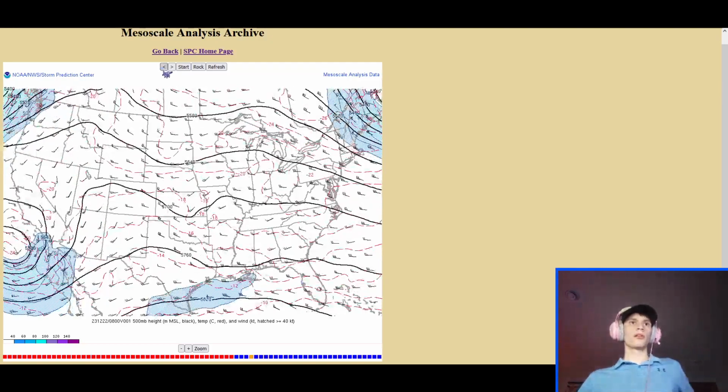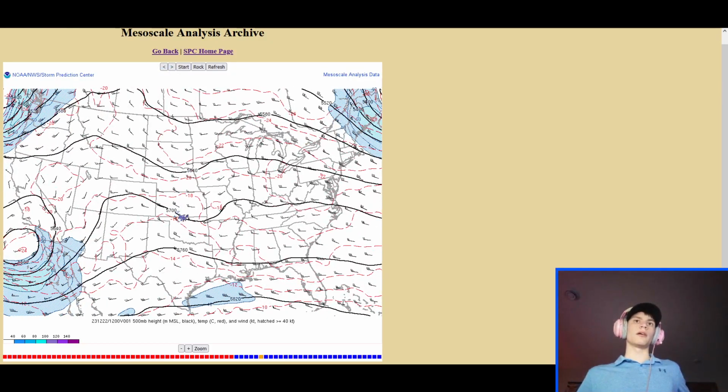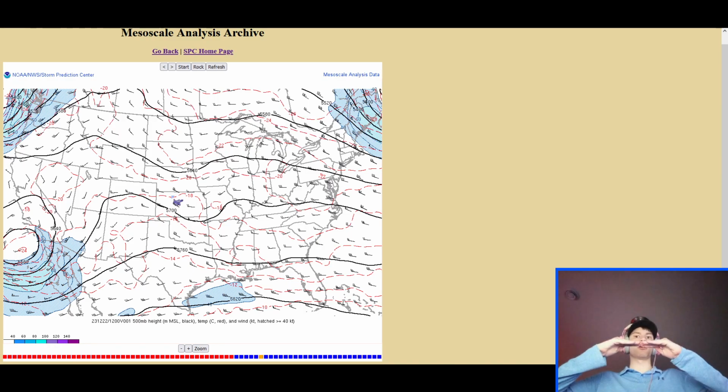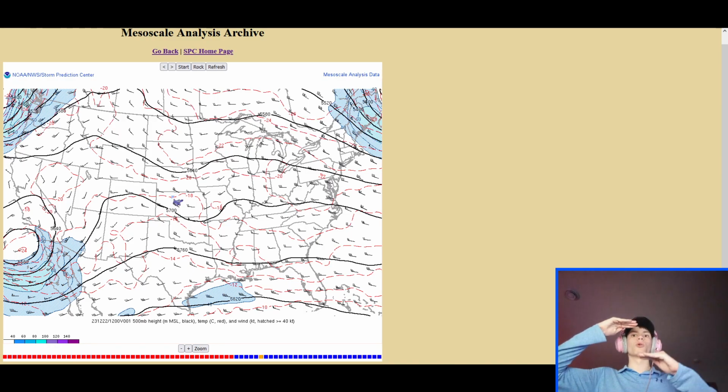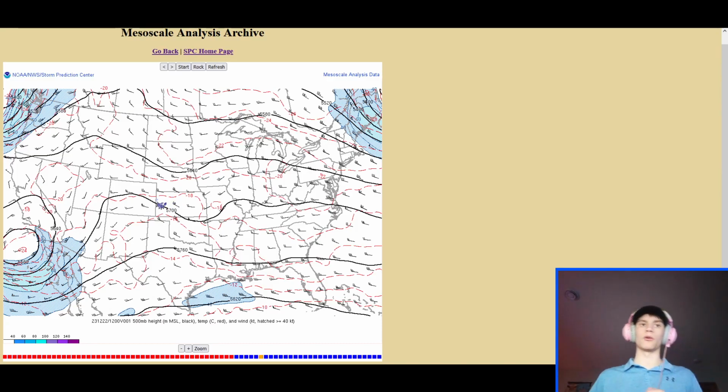So here's the air thickness or air height of the atmosphere. Just like right now, 5.5 kilometers high in the atmosphere generally. So around that height. This pretty much tells us where the air is higher or lower in the atmosphere, and that's really important when it comes to storms and rain.